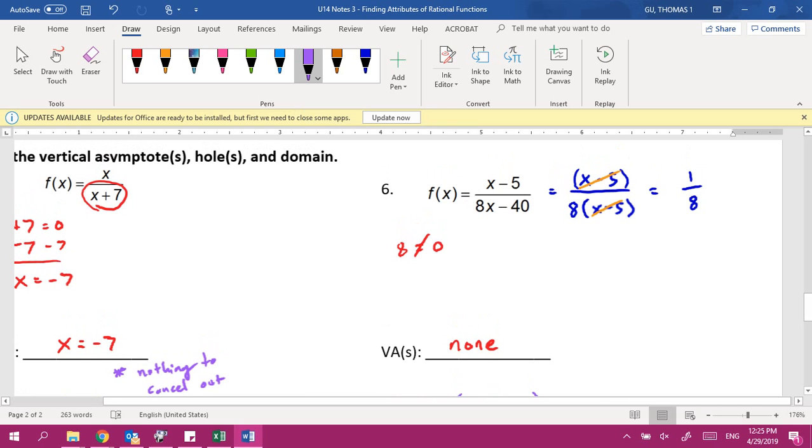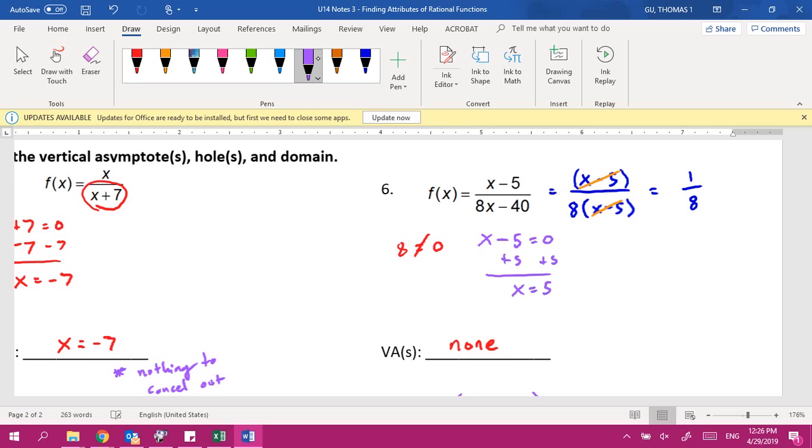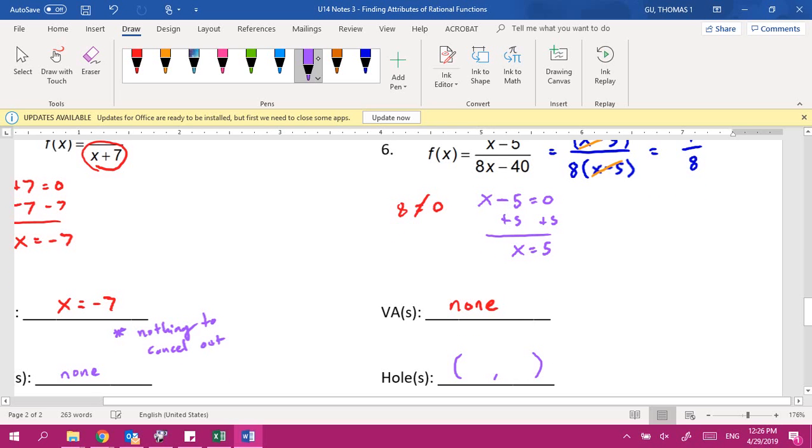It's 5, that's right. How do you get that? Because you take the canceled out factor, x minus 5, and set it equal to 0. When we solve for x, that tells us the x value of the hole. The x value is 5 now, but now I need the y value. How do you find the y value after you know the x value?